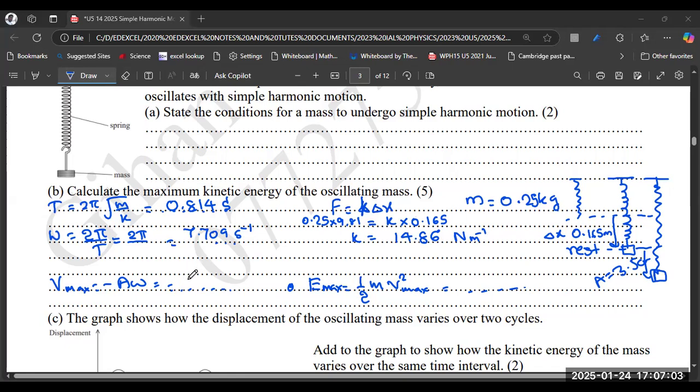So here the amplitude is 3.5 centimeters. We will convert it into meters, because it is the maximum displacement from the resting position. Vmax is 0.269 meters per second.